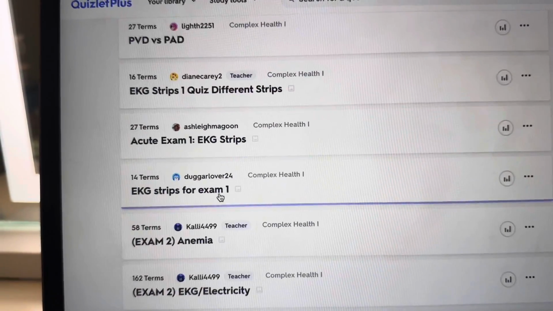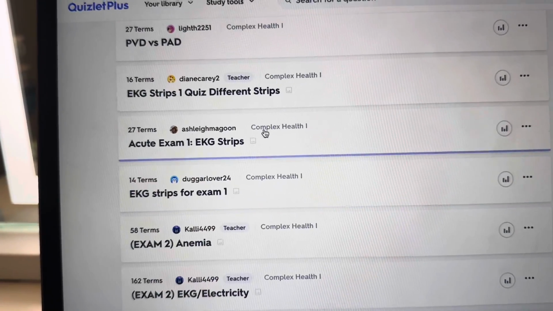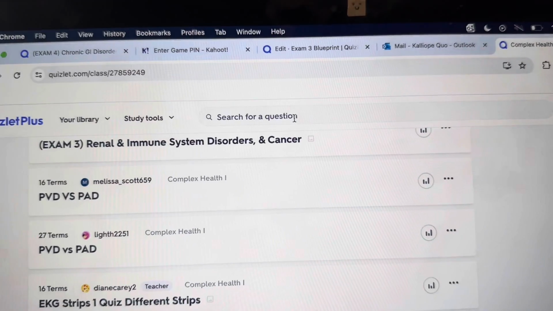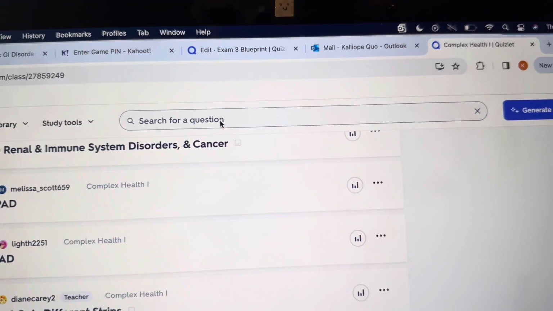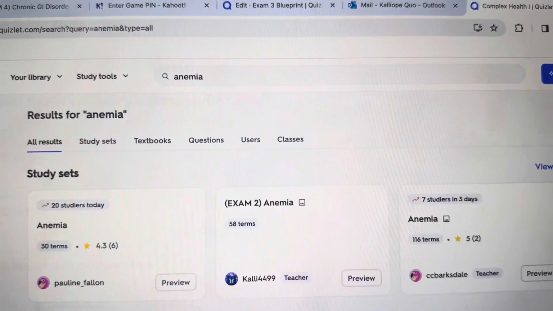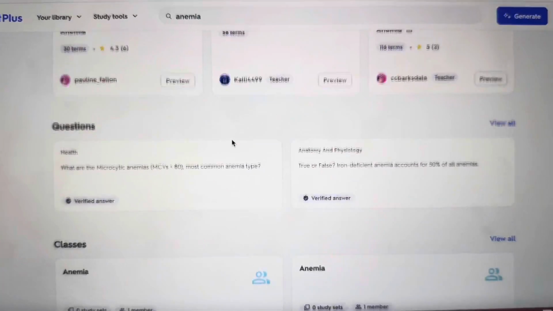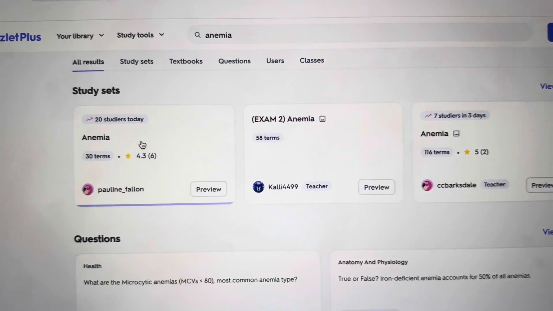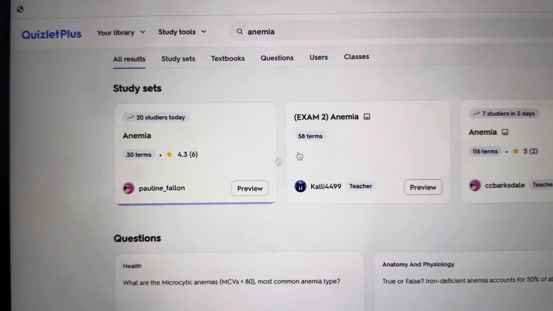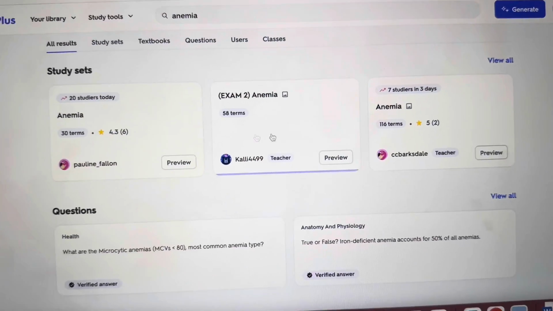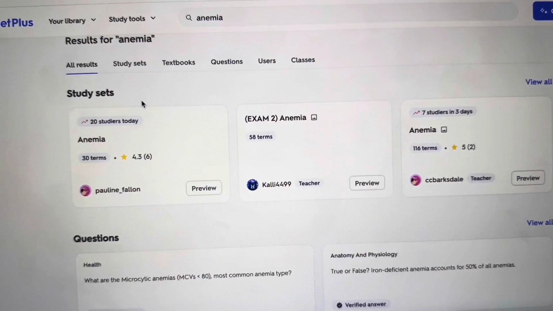And then you can also, to each class, add other people's study sets if you want. And you can do that by searching up other people's sets. So say I want to look up anemia, literally a ton of different study sets that other people make will come up and you can study them. So this is some random person's study set, this is someone else's study set, that one's mine. But you can just look at other people's study sets and then add them to your class.